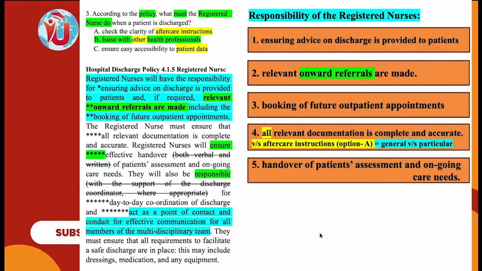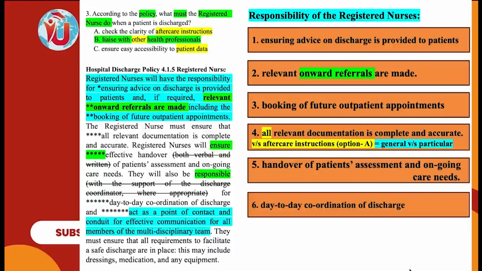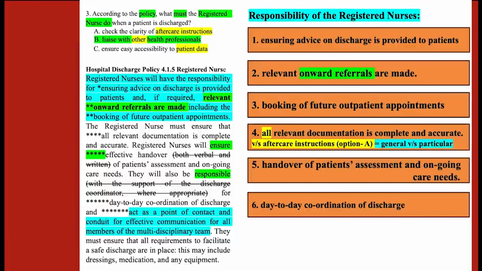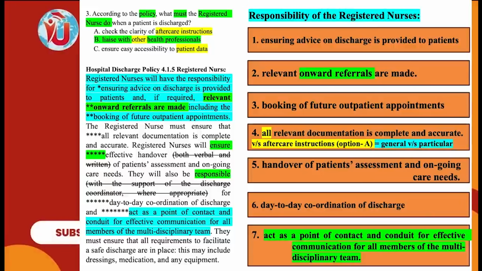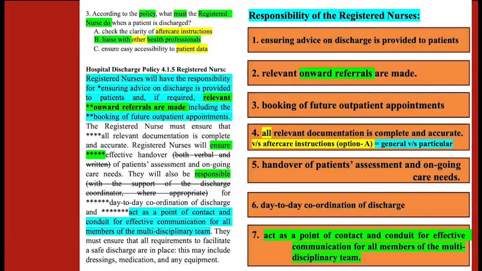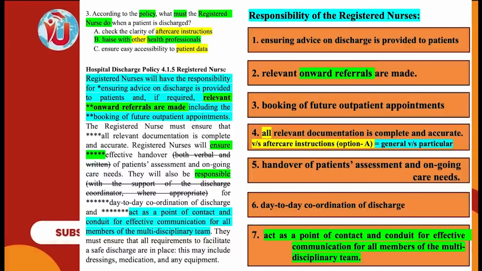Sixth one, day-to-day coordination of discharge. Seventh one, act as a point of contact and conduit for effective communication for all members of the multidisciplinary team. In this year one, here, fourth option, other options are not mentioned here in 3 options, right? That speaks about patient data, aftercare instruction, and liaise with the other health professionals. Only the B1 is given, and A1 is given to make you understand whether you are competent to understand the general statement and a particular statement.